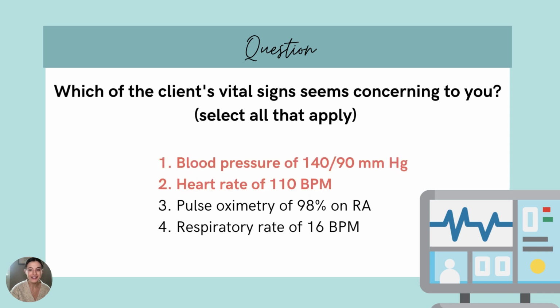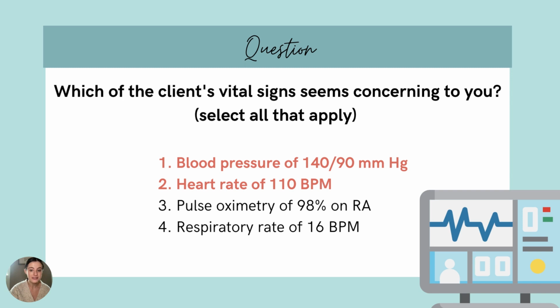All right. So the client's blood pressure and heart rate are definitely on the higher side of normal. We know a normal blood pressure is 120/80 millimeters of mercury, and our normal heart rate is between 60 to 100. Now, bonus question, what does that acronym BPM stand for? This is beats per minute.